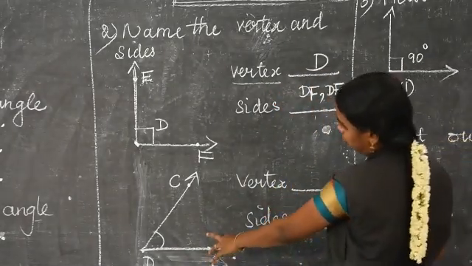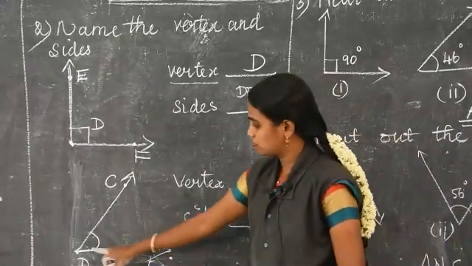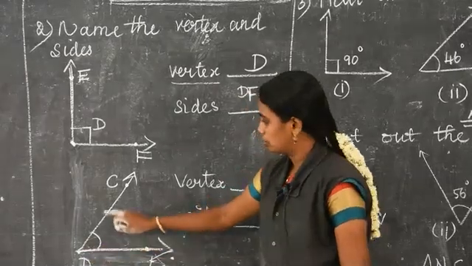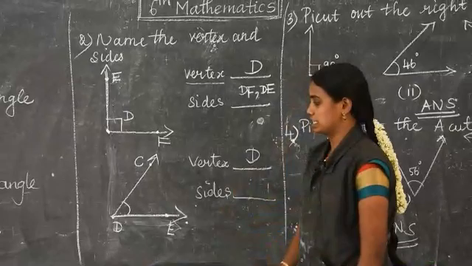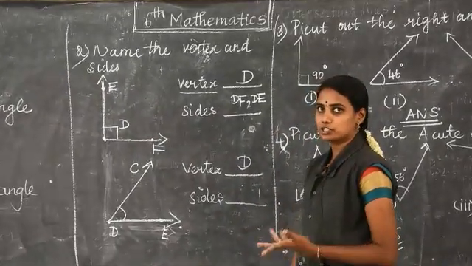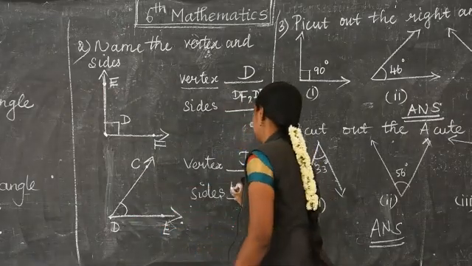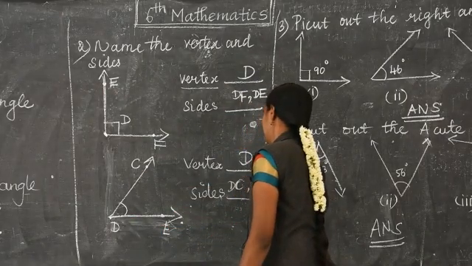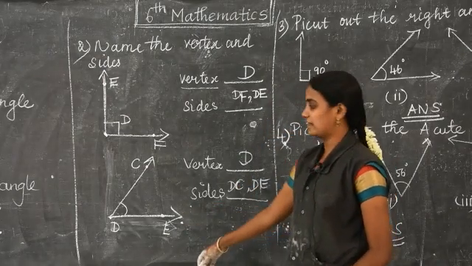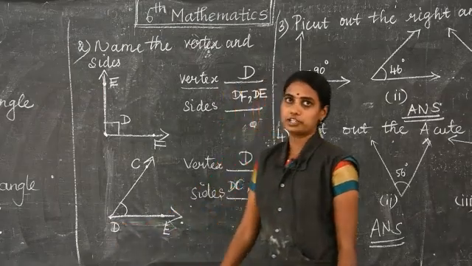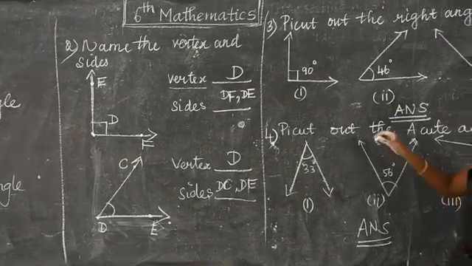Next, option 2. Vertex means meeting at a common point. These two rays meet at point D. Vertex D. Side: we have two rays, called sides DE and DC. Clear everyone? Very easy. Rays are called sides. Where the two rays meet, that point is called as vertex. Vertex means corners.